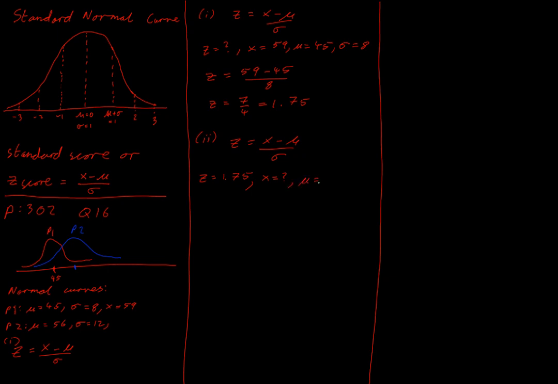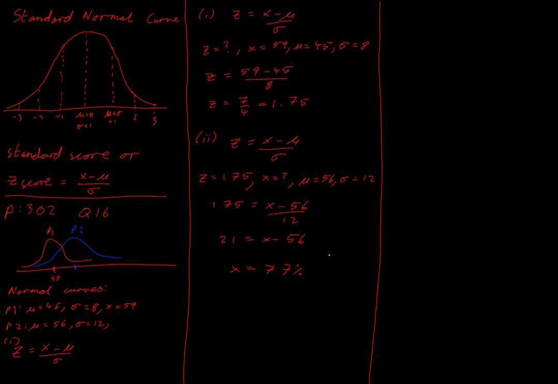Our mean is now 56, and our standard deviation is 12. Now we have all of our information. Let's sub in. So we're going to have 1.75 is equal to x minus 56 all over 12. Rearranging our formula, we multiply both sides by 12 and we get 21 is equal to x minus 56. Rearranging again, we get x is equal to 77%.